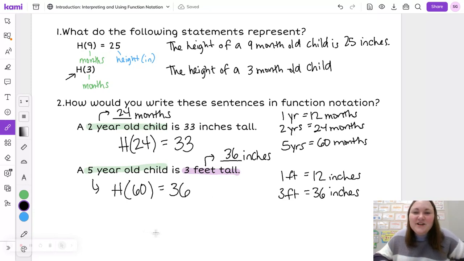In today's lesson, we're going to look at situations similar to this where we might have to do a little calculating to help us find what number to use in our function notation.